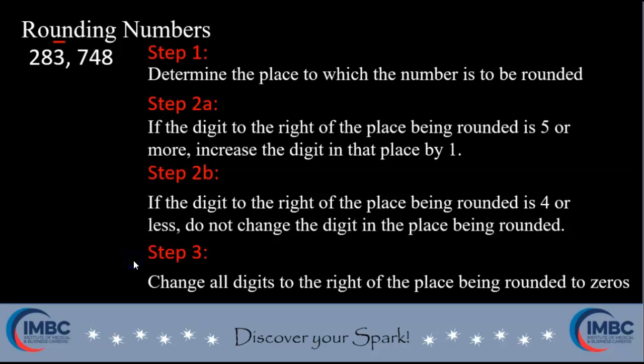And then step 3, change all the digits to the right of the place being rounded to zeros. So 283,748 rounded to the nearest thousand becomes 284,000. Again, all the numbers to the right of the place that is rounded become zeros. Let's try another one.